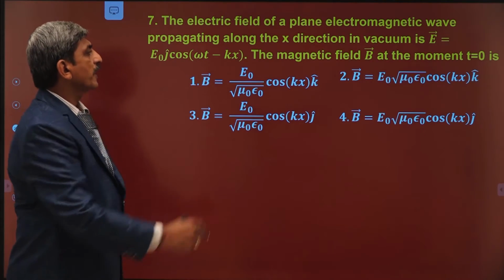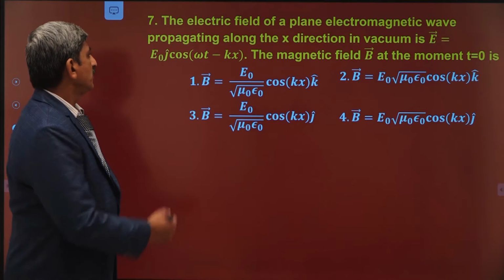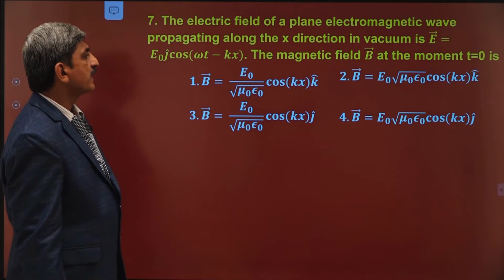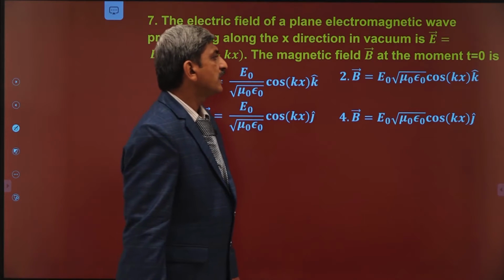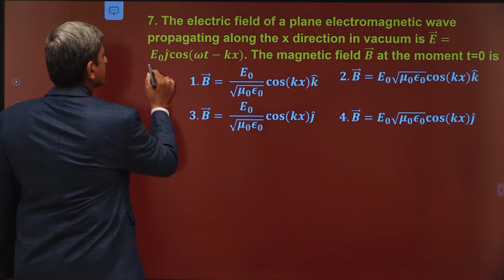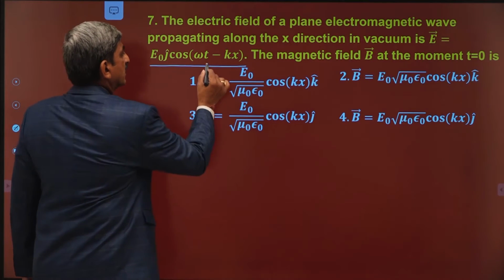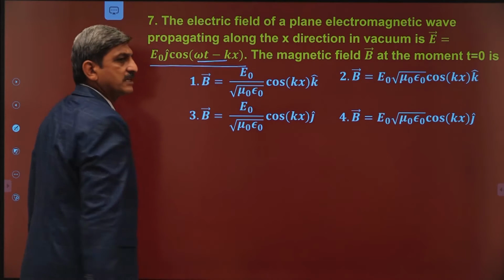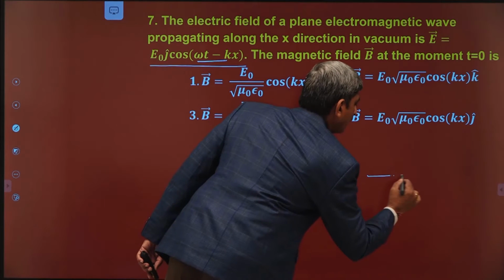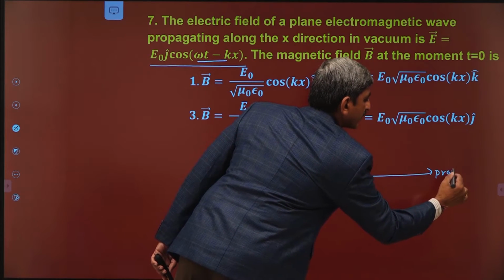The electric field of a plane electromagnetic wave propagating along the x direction in vacuum is E bar is equal to E naught j cos(omega t minus kx). The magnetic field B bar at the moment t equals 0 is dash. Here the electric field vector is given as E naught j cos(omega t minus kx). This cos(omega t minus kx) indicates that the electromagnetic wave is traveling along the positive x direction. This is the direction of propagation.